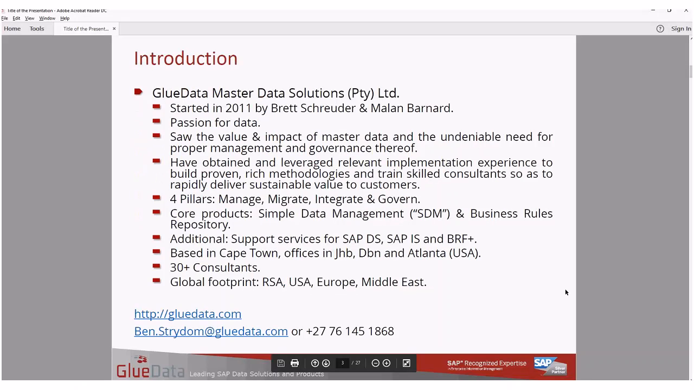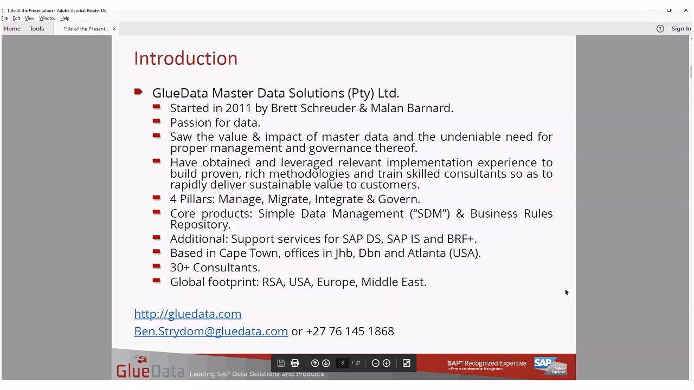All right, so just a little background about our company. It was started in 2011 by two savvy guys here in Cape Town. They have a passion for data, and at their various customers and during their consulting careers, they saw the value and impact of master data. Master data is one of the key things we focus on, and it is central to any organization, to the operations, processes, systems, etc. So there's an undeniable need to properly manage and govern master data.